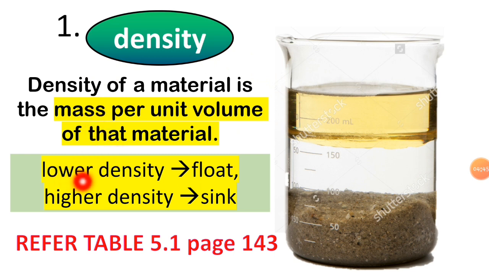And then the object with lower density will float. Object with higher density will sink. In this example, we can see that the oil is on the top. So oil is less dense than water and sand. Sand is at the bottom, it sinks. So the sand has higher density, or is denser than the other materials.